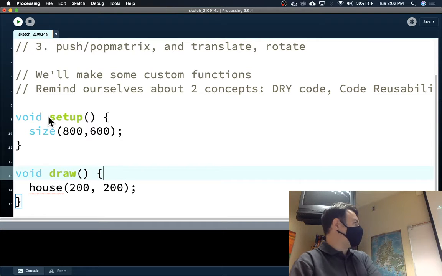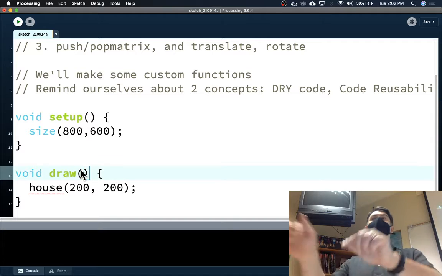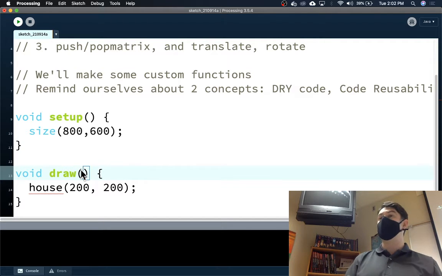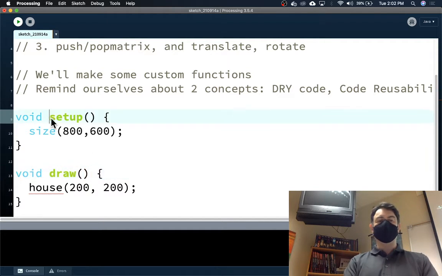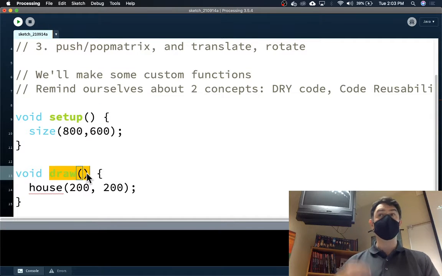But notice how they turn green? That means they're special. They're plugged into Processing in some special way. We talked about these ones last class. Setup always happens at the very start, right? Draw happens in this loop, and there's a frame rate sort of calculation going on.